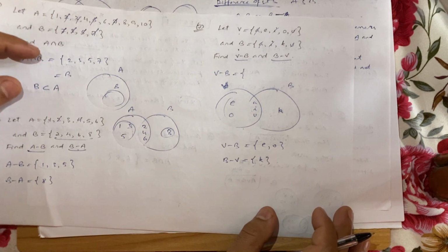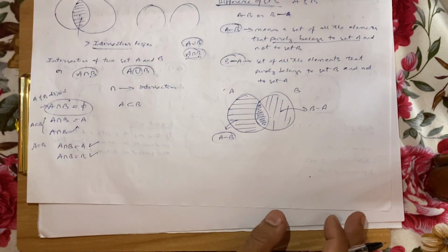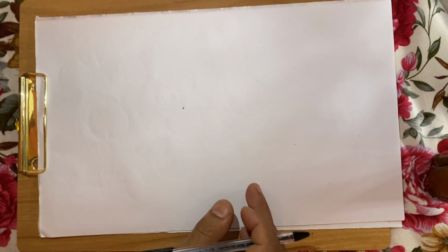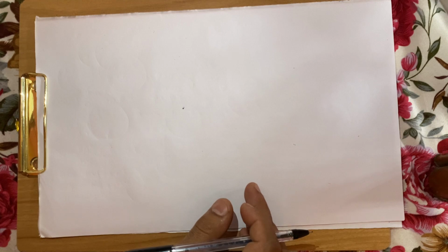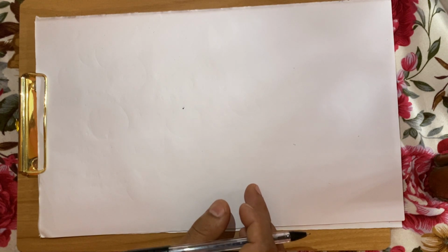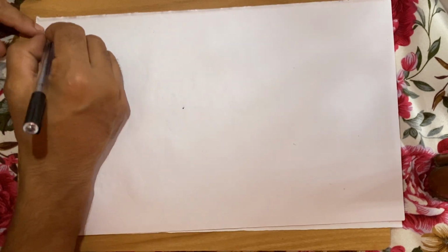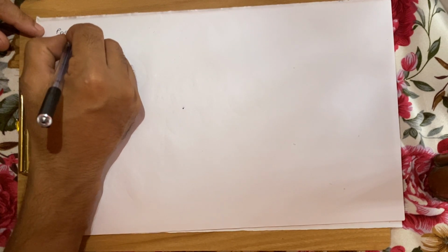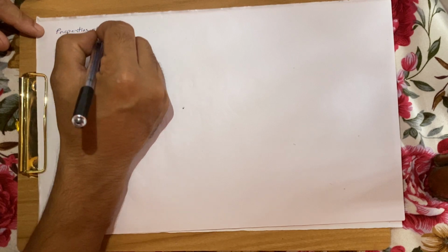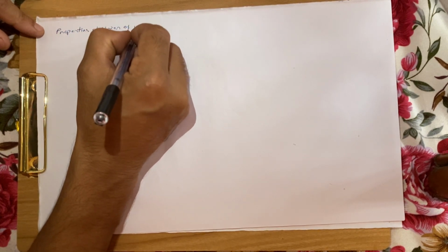Alright, now let's look at some properties of union of sets. Let's talk about some properties of union of sets and intersection of sets. So first, let's look at the properties of union of sets. Okay, let's talk about the properties of union. Properties of union of sets.